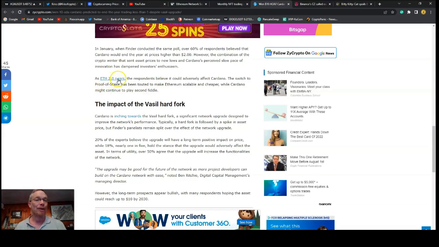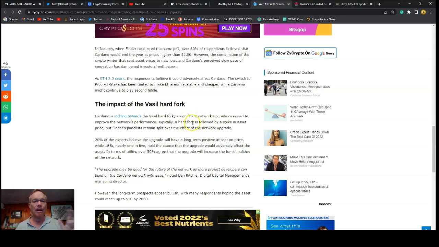As ETH 2.0 nears, which is the merge, the respondents believe it could adversely affect Cardano. The switch to proof of stake has been touted to make Ethereum scalable and cheaper, while Cardano might continue to play second fiddle. Cardano is inching towards the Vasil hard fork, a significant network upgrade designed to improve the network's performance. Typically, a hard fork is followed by a spike in an asset price, but the panelists remain split over what effect that is going to have.